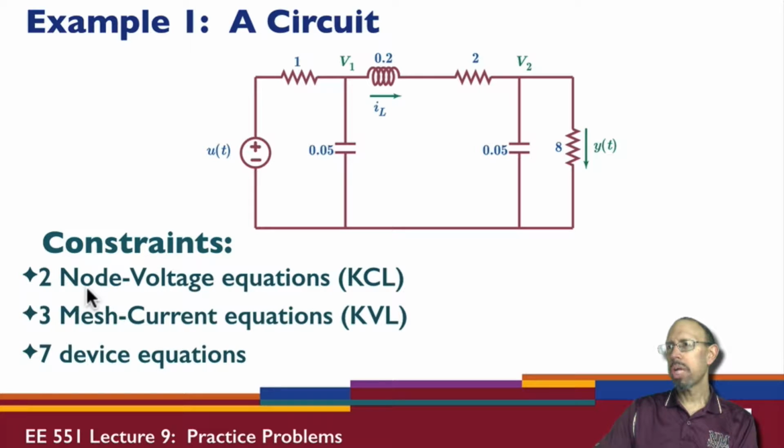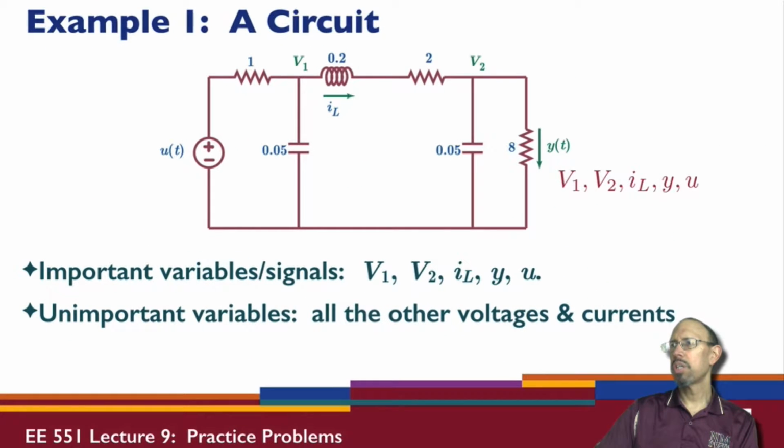So in general, we would have 2 node voltage equations or 3 mesh current equations or 7 device equations. We could write the equations in either one of these forms, and each of these forms basically corresponds to a constraint on the system. Now the system itself has important variables associated with it. So clearly the voltages, the currents. So notice this Y is a current, and U is a voltage.